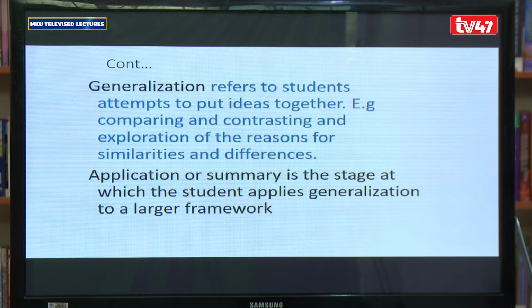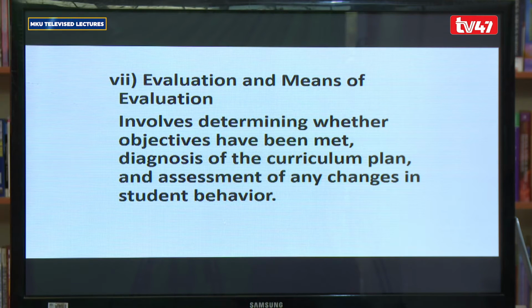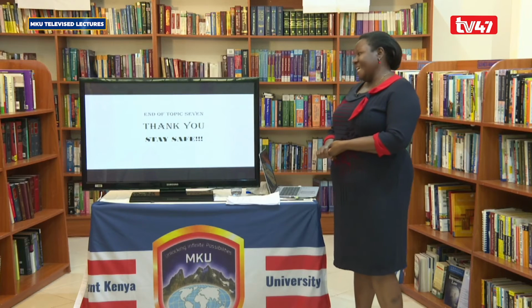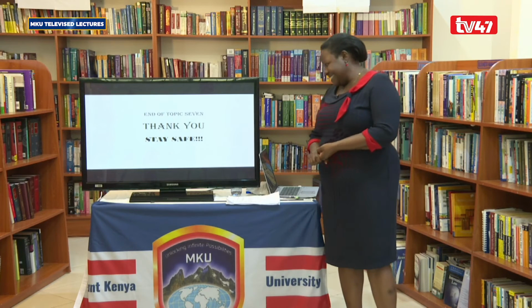Generalization refers to students' attempt to put ideas together. And application or summary is the stage at which the student applies generalization to a larger framework. Then we have evaluation and means of evaluation. This is the last stage. It involves determining whether objectives have been met, diagnosis of the current curriculum plan, and assessment of any changes in the student behavior. That brings us to the end of topic 7.